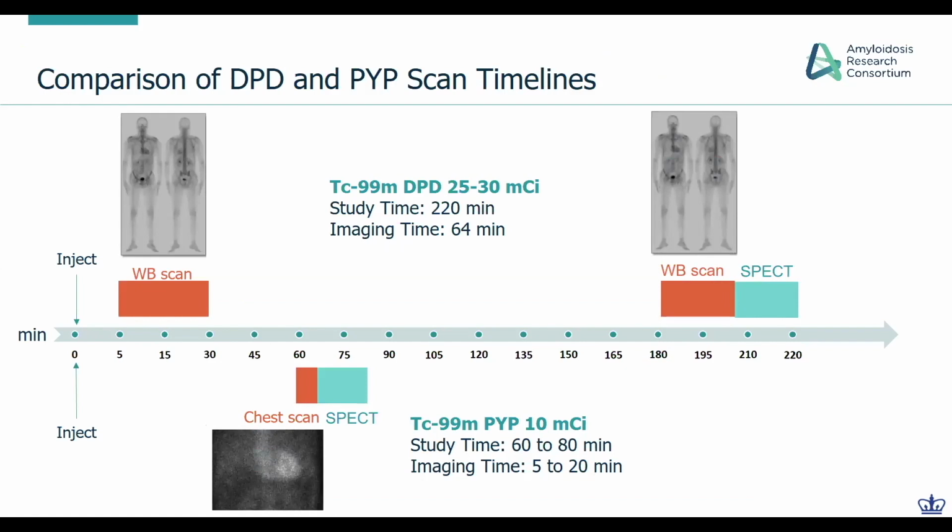So we developed this protocol, which is the bottom row. We injected the isotope PYP, about 10 millicurie, and then imaged the patient after an hour. If the planar scan is positive, the imaging time is 3 minutes. If the planar scan is negative, the patient is under the camera for 6 minutes. If we need to do a SPECT, it's another 10 minutes on top of that. So the whole imaging time is less than 20 minutes.